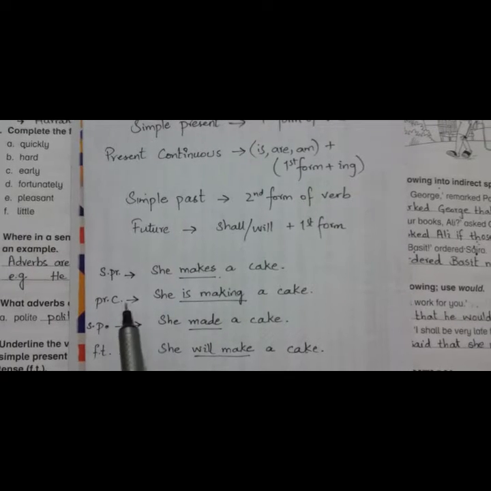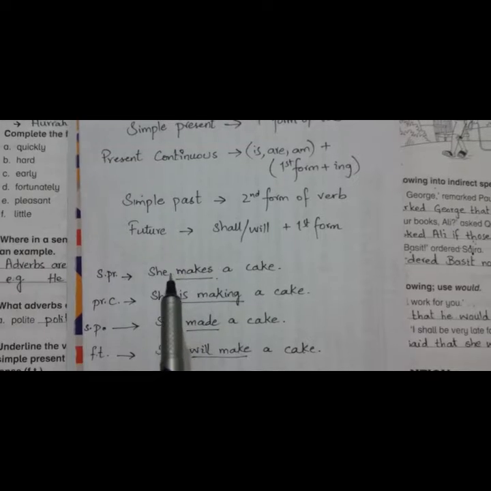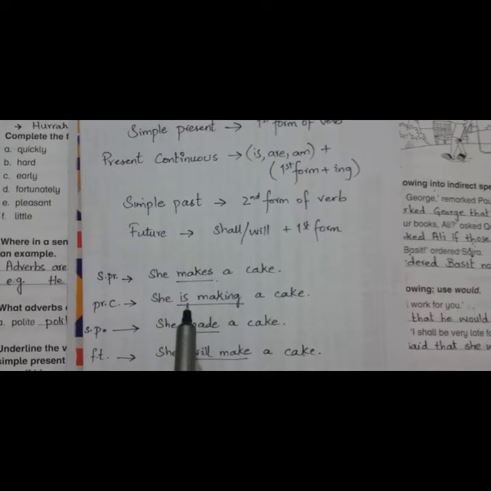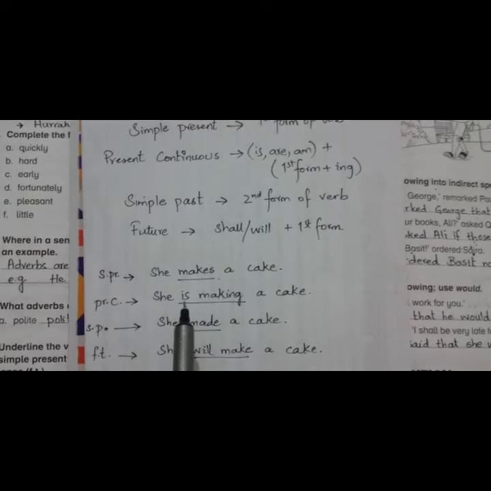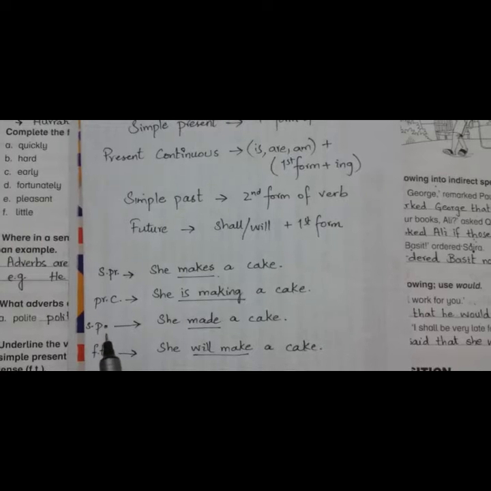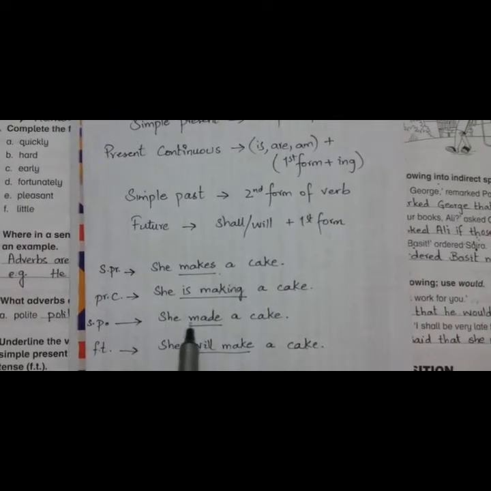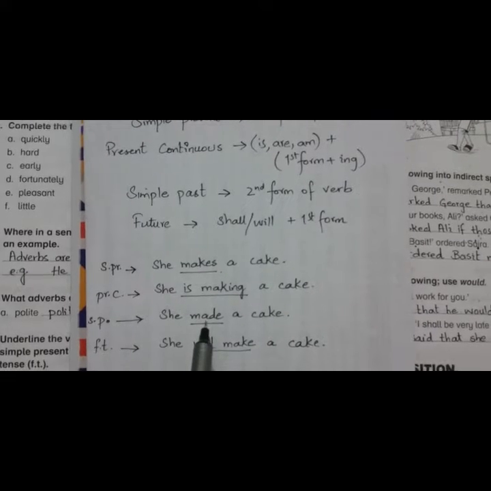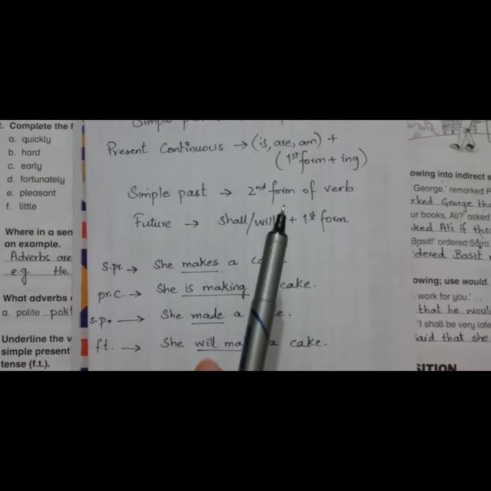The second one is present continuous example. If I will write the same statement in present continuous tense, it will be she is making a cake. I have used is with ing form of a verb. Then we have simple past. In simple past, if we will change the same statement into simple past, it will be she made a cake. I have used the second form of verb now. As I have told you, the simple past has second form of verb.